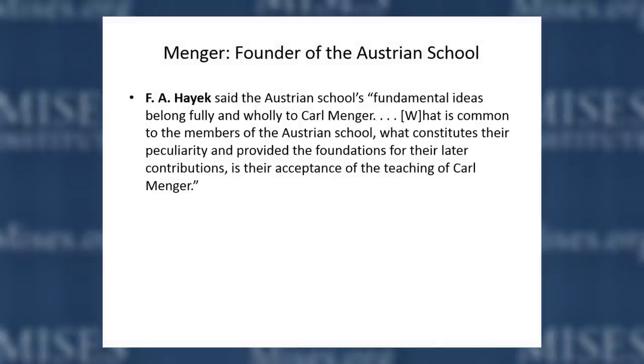And lastly, Friedrich Hayek, who won the Nobel Prize and was a student of Mises, wrote that the Austrian school's fundamental ideas belong fully and wholly to Carl Menger. What is common to the members of the Austrian school, what constitutes their peculiarity and provided the foundations for their later contributions, is their acceptance of the teaching of Carl Menger. Okay? So Menger is truly the founder.